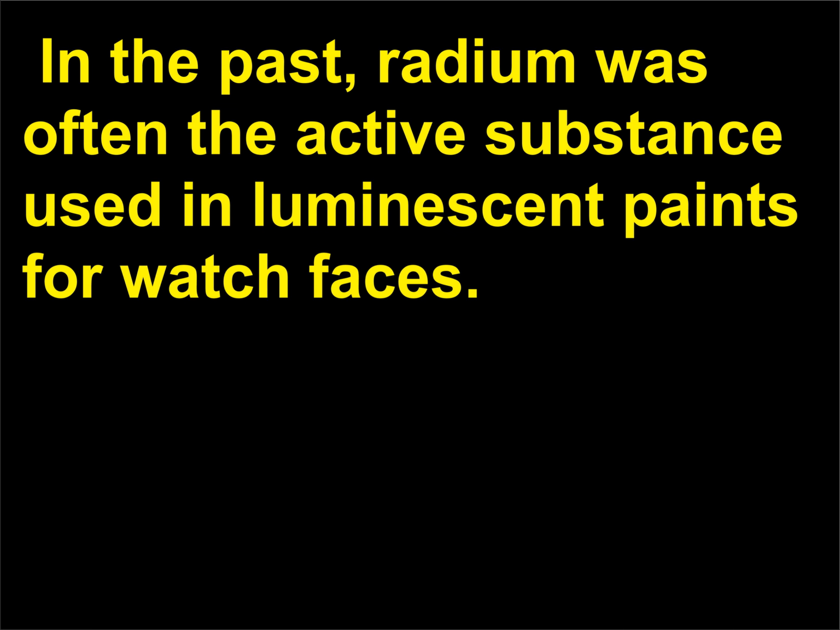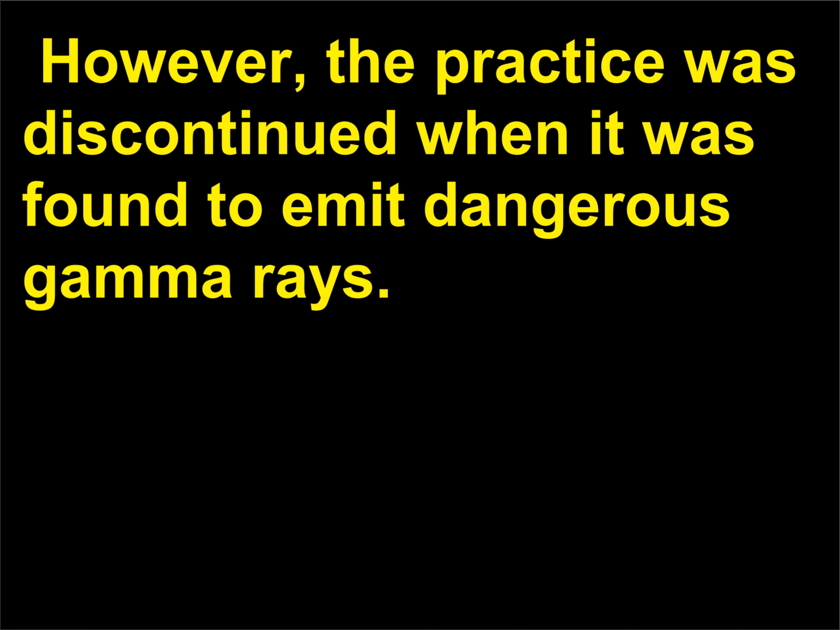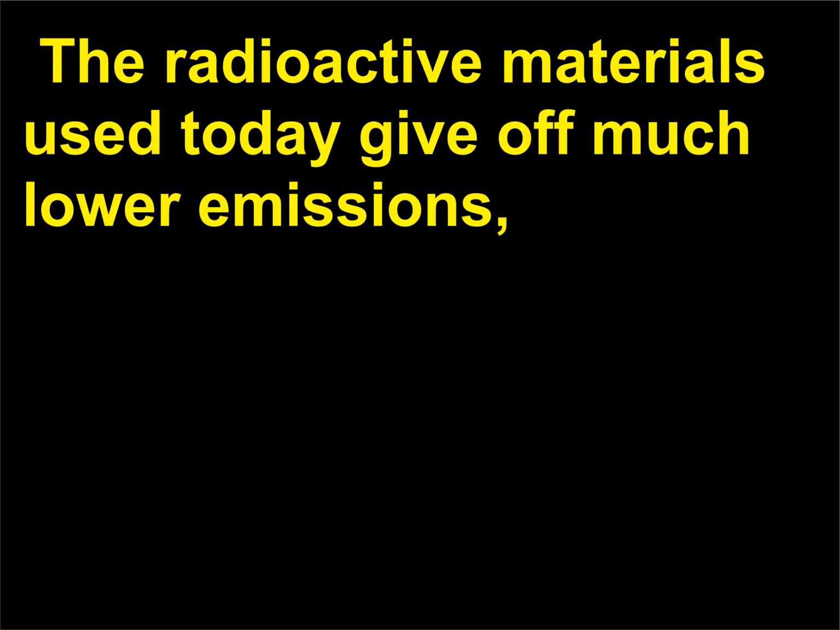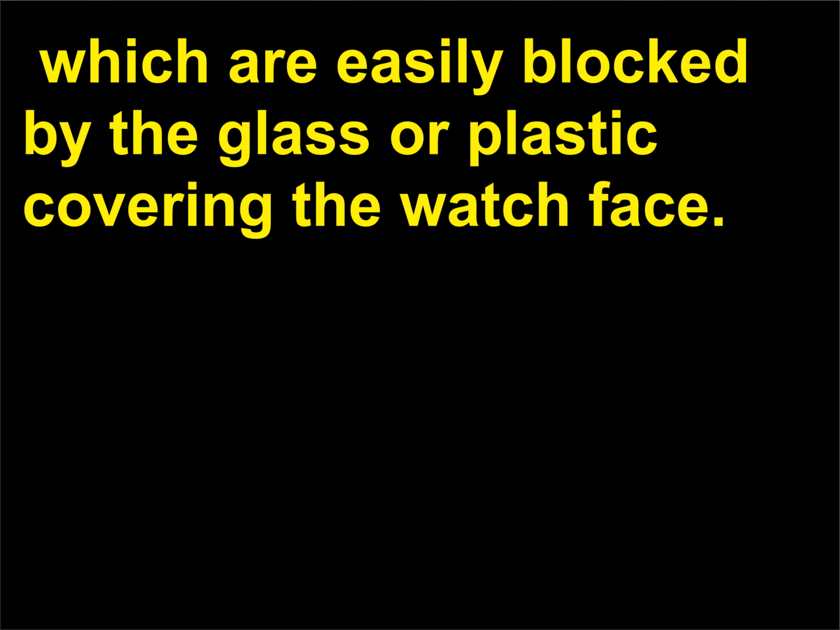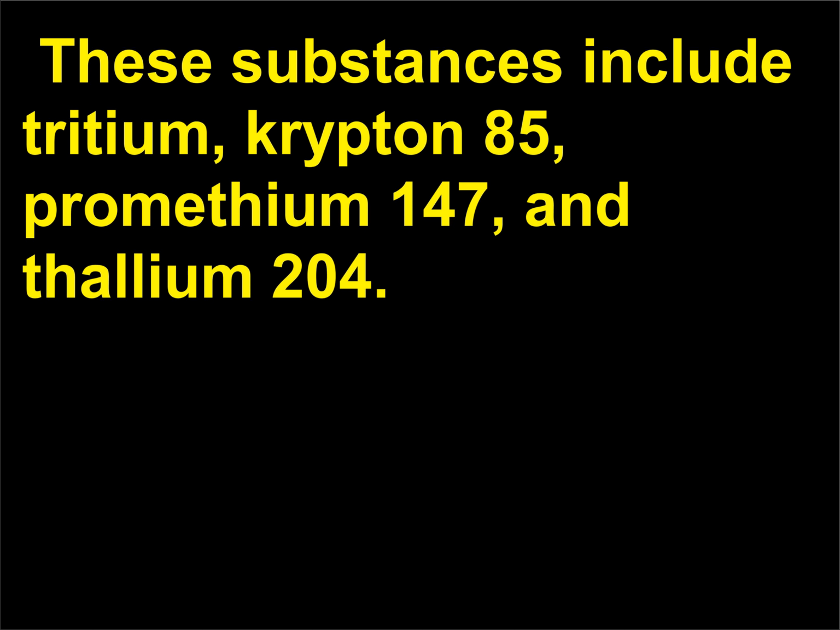In the past, radium was often the active substance used in luminescent paints for watch faces. However, the practice was discontinued when it was found to emit dangerous gamma rays. The radioactive materials used today give off much lower emissions, which are easily blocked by the glass or plastic covering the watch face. These substances include tritium, krypton-85, promethium-147, and thallium-204.